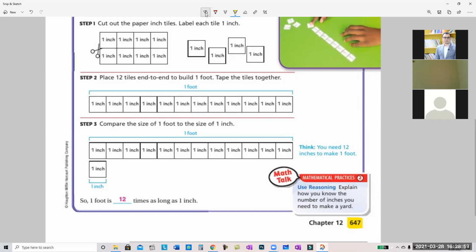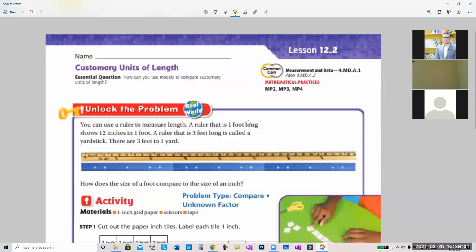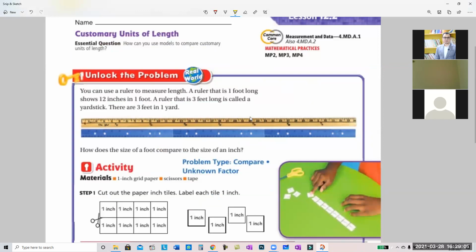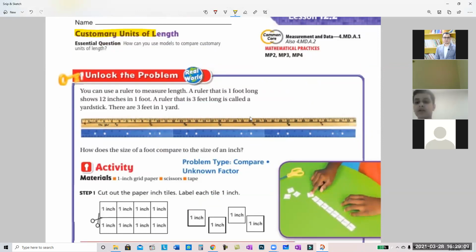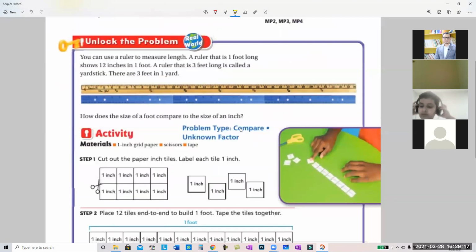Okay, guys, let's start. Today's lesson is about customary units of length. So we're going to talk about units of length today. Let's unlock the problem here. You can use a ruler to measure length.